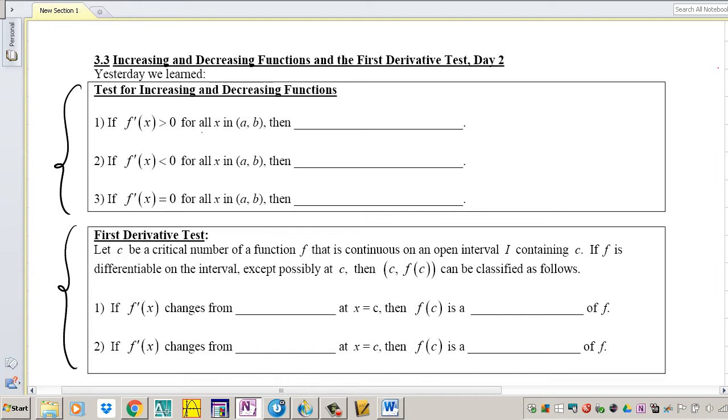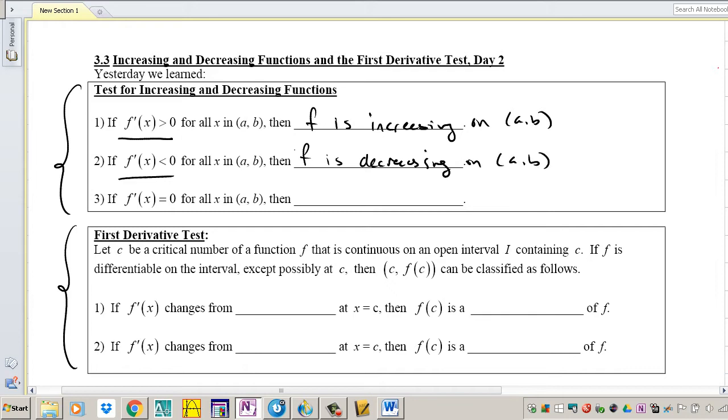So number 1, we have if the derivative is greater than 0, then f is increasing on a to b. If the derivative is less than 0, then f is decreasing on a to b. And finally, if the derivative is 0, then we say that f is constant on a to b.